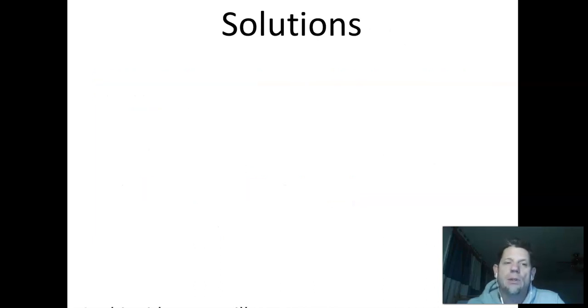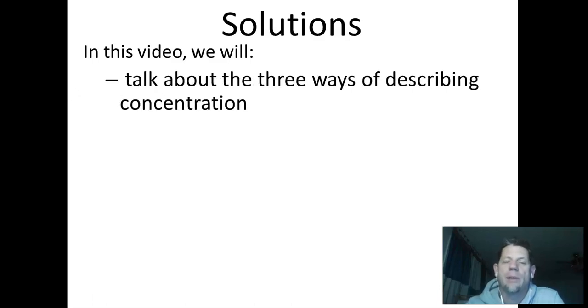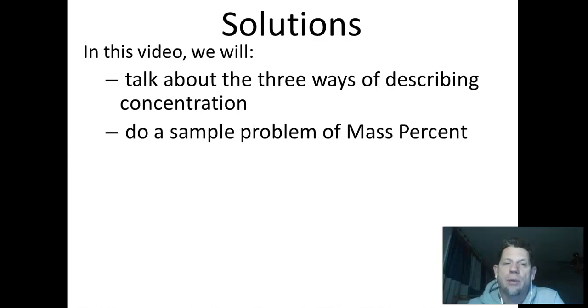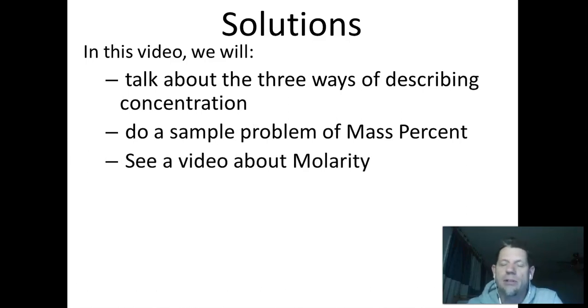All right. So a couple things. Here's what we'll be talking about in the video. We're going to talk about these three ways of describing concentration. Then we're going to do a couple of sample problems. We'll do one of mass percent. We're not going to do any of parts per million, because we don't need to know about that. I'm going to recommend that you pause and go watch a video about molarity.